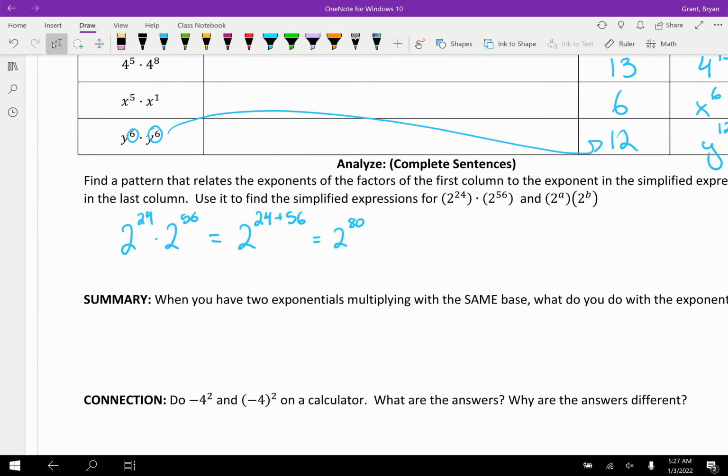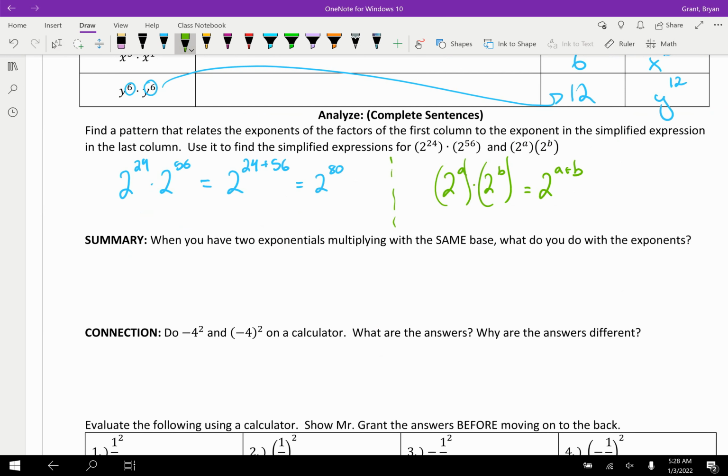If you wanted to see it done without numbers, when we had the same base of this 2 over here, 2 to the a times 2 to the b. And notice you didn't need parentheses around these. You could put these parentheses. They're optional. It's just going to be 2 to the a plus b power. So in words, when we have two exponentials multiplying with the same base, what do we do with the exponents? Well, you add the exponents, but keep the base the same.